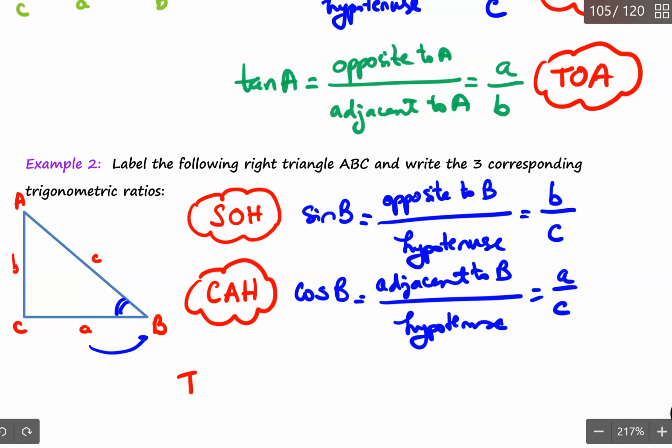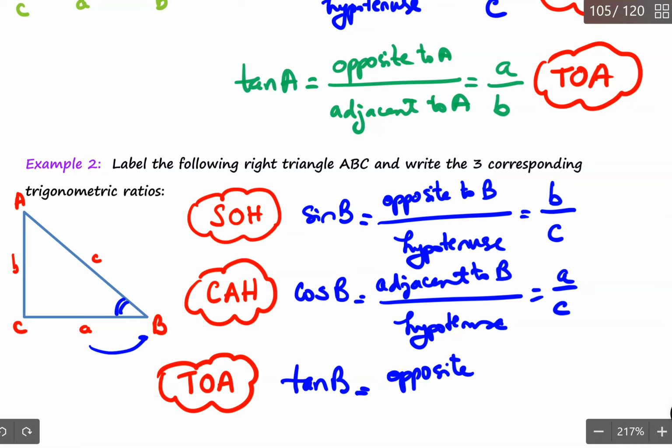The last one is tangent, which is opposite over the adjacent. So in this case, tangent of B will be equal to opposite to B divided by adjacent to B.